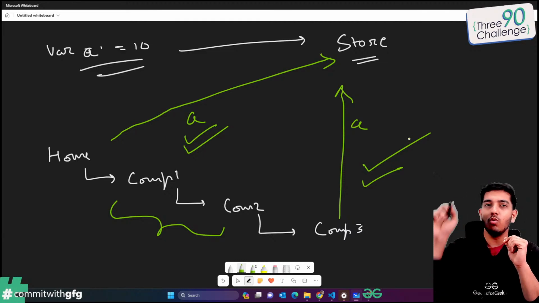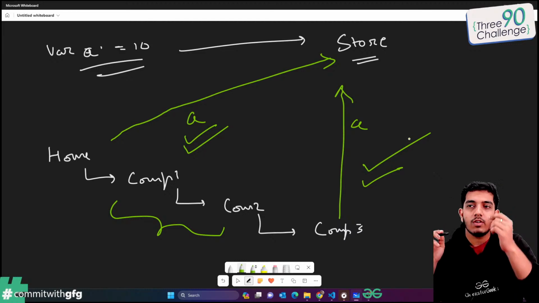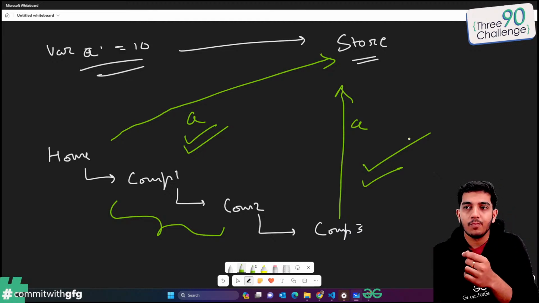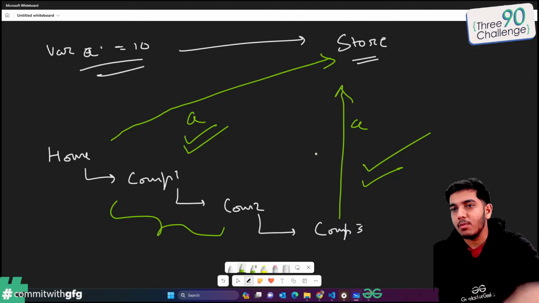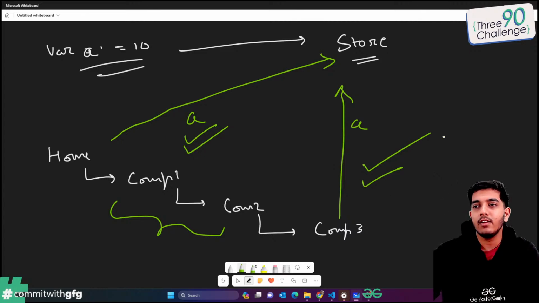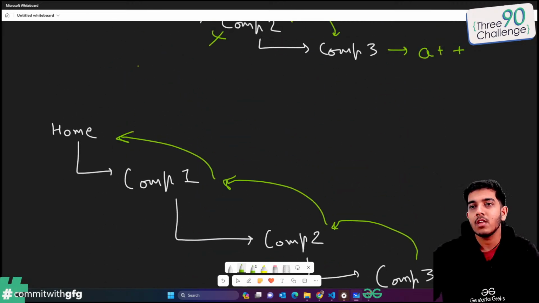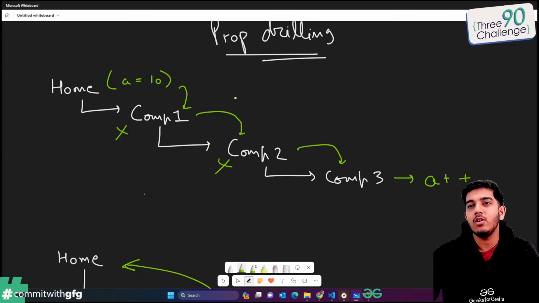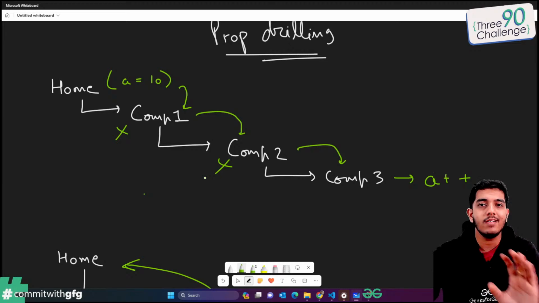Redux actually creates a global storage. From there you can store the value, and you can update the value. Now I'm going to explain one more important thing. I hope prop drilling is clear. Prop drilling is basically sending props from parent to child again and again. That's prop drilling.